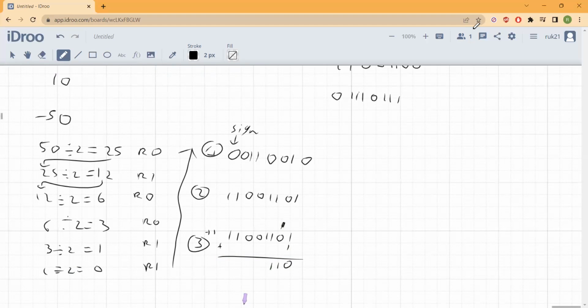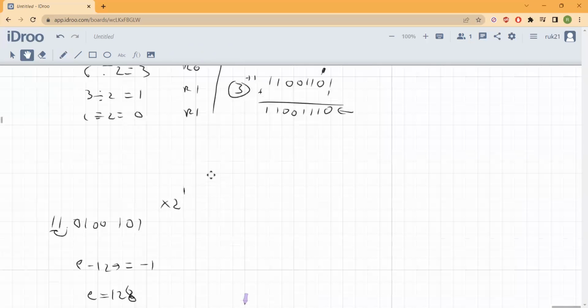We're going to get 1, 1, 1, 0, 0, 1, 1. And there you go. That's going to be your 8-bit 2's complement for -50. So this is, in a way, how your computers use -50 when you enter it as an integer. And hopefully that made sense. So now let's do some more examples just to practice.